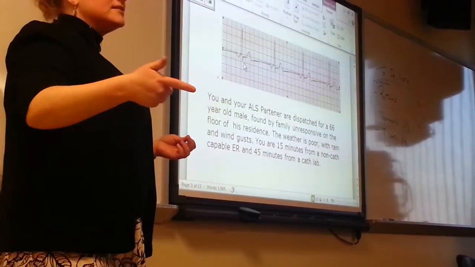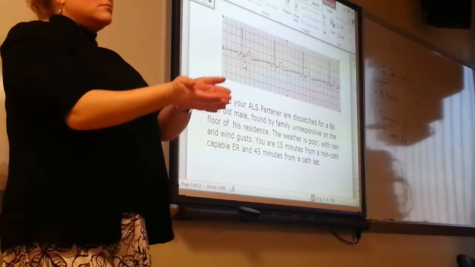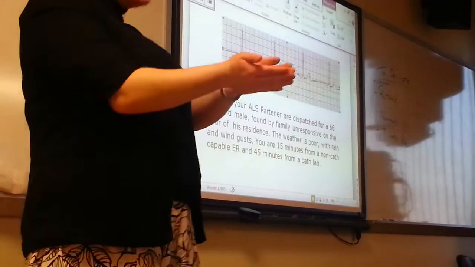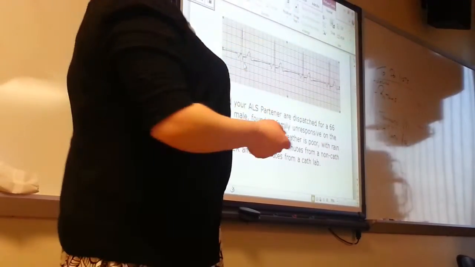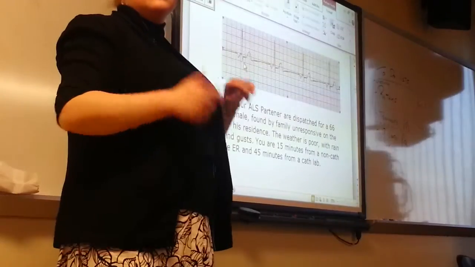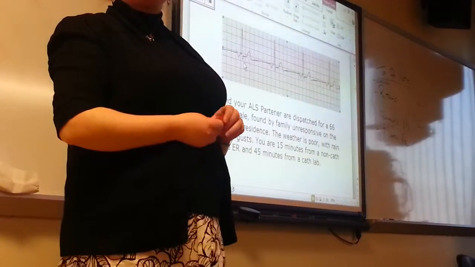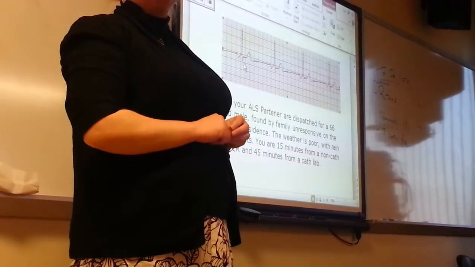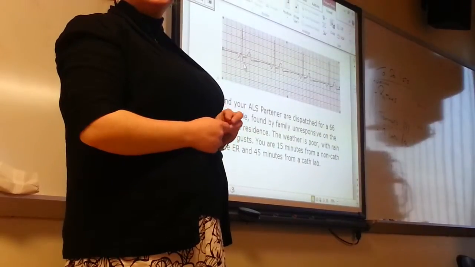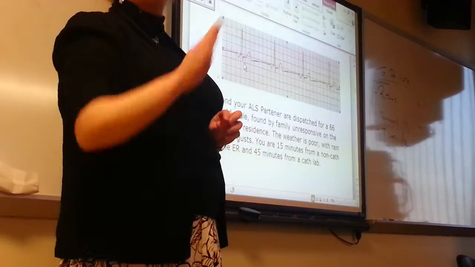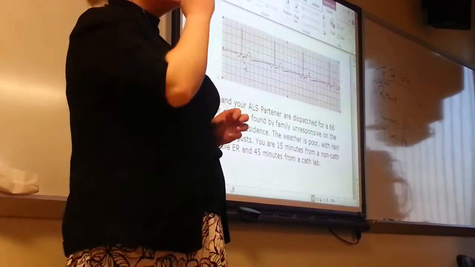Make sense, guys? So this could be AV junctional. If it were at 105, then it would be AV junctional tachy. It would just be junctional tach. Does that make sense, guys?